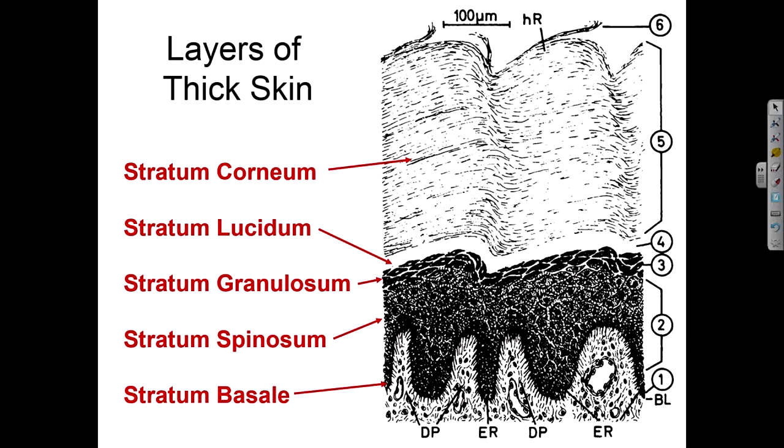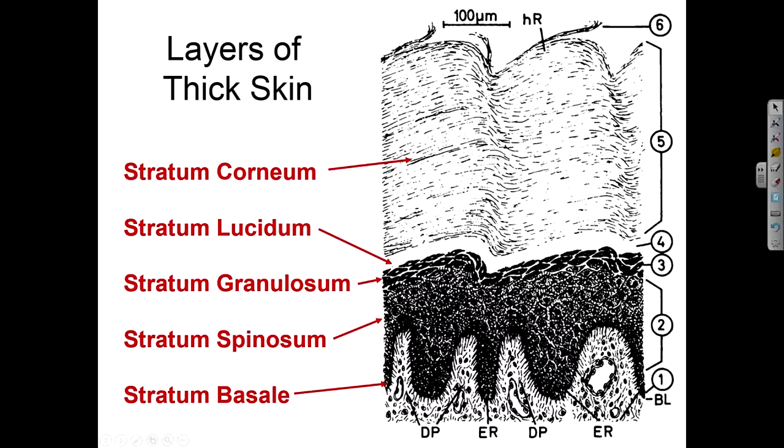So here are the layers showing in thick skin. From here to here is the epidermis. Below is the dermis. The stratum basale is the basal layer of the epidermis. Above the stratum basale is the stratum spinosum, which has this spiny appearance of the keratinocytes. And above the stratum spinosum is the stratum granulosum. These keratinocytes have granules in them. These are the three living cell layers.